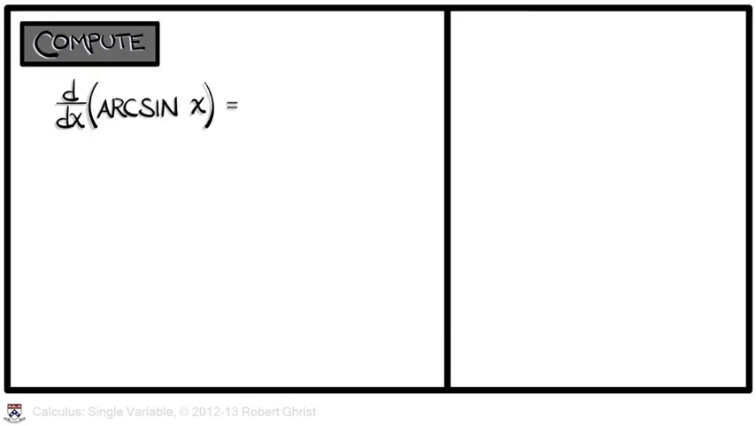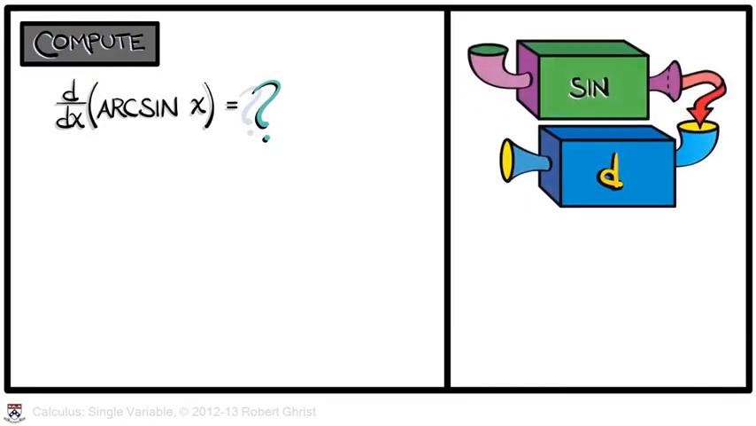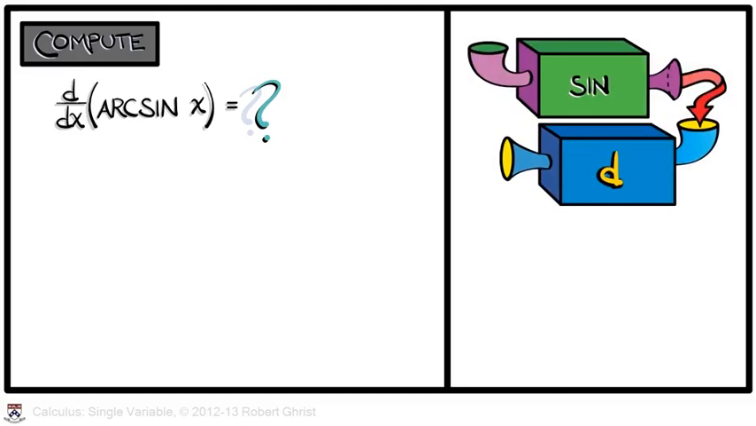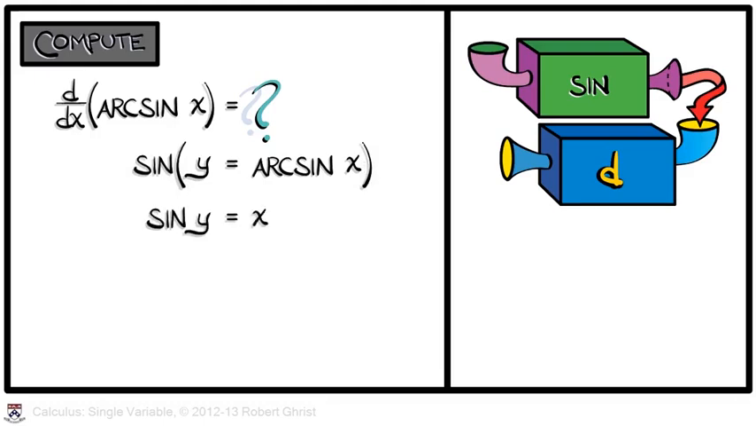If asked to compute the derivative of arcsine, how would we proceed? What would the appropriate operator be? It's pretty clear that sine is what we want to use to feed into the derivative. For example, if we let y be equal to arcsine of x and apply the sine operator to both sides, what do we get? Well, on the left, sine of y. On the right, because arcsine is the inverse of sine, we obtain simply x. And now, because we know the derivative of sine, this is going to be pretty easy.